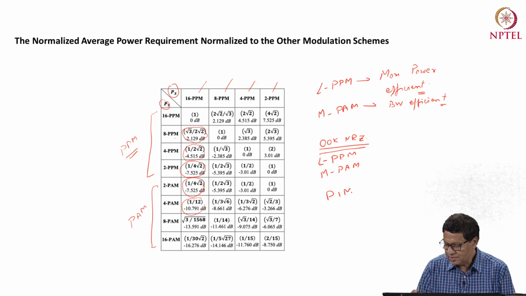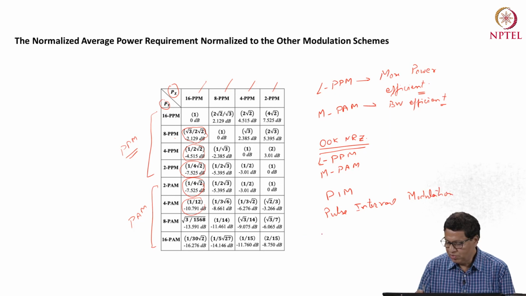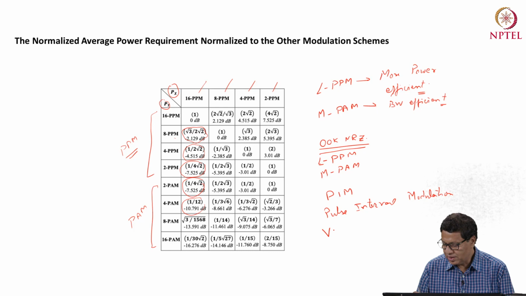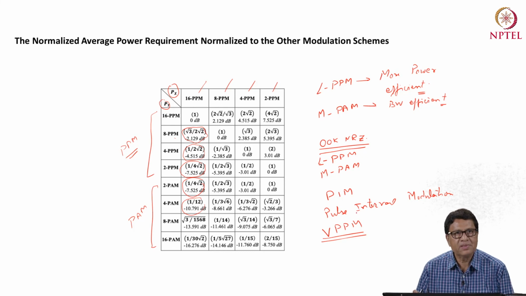PIM, that is pulse interval modulation. And also we will discuss a new technique which is there in the standards of, for example, VLC, which is variable pulse position modulation. So we are going to discuss in detail these two modulation schemes, PIM and VPPM.